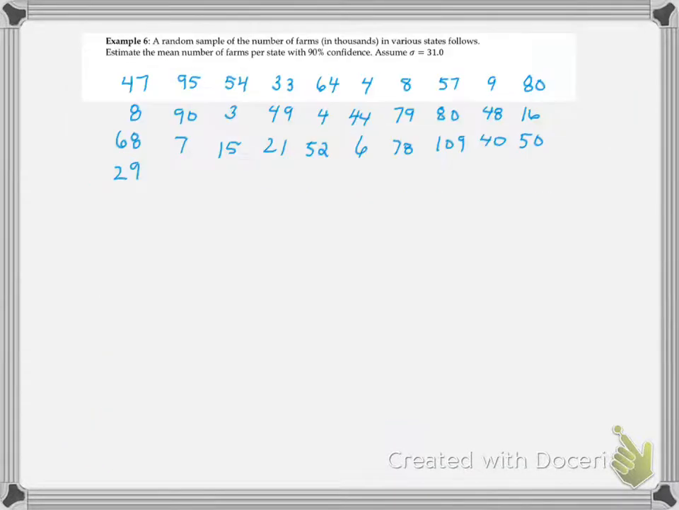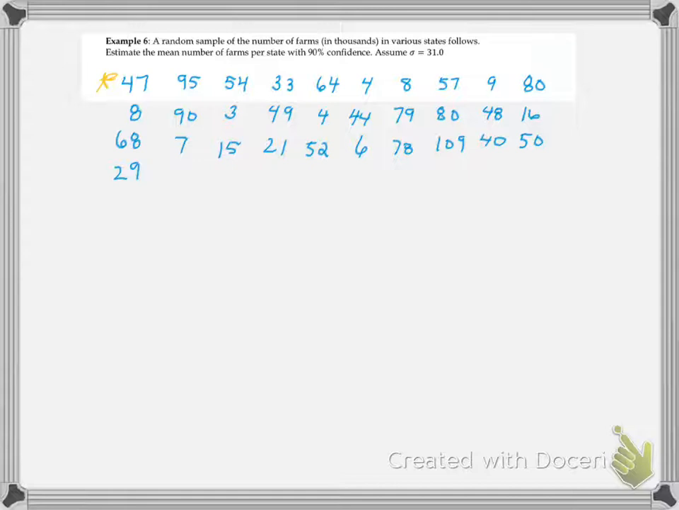Okay? All right, last but not least is example 6. In example 6, I forgot to put the data values in, so please put in the data values. But here we have a random sample of the number of farms in thousands in various states that follows below. So these are the number of farms. It's in thousands, but it's written like this. So this 47 is actually like 47,000. Estimate the mean number of farms per state with 90% confidence. Assume sigma is 31.